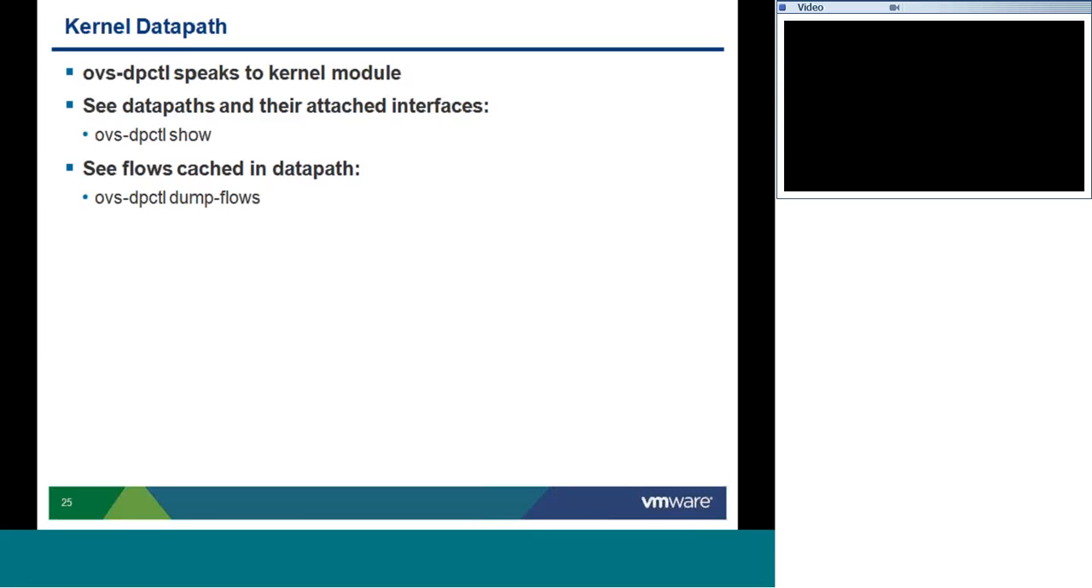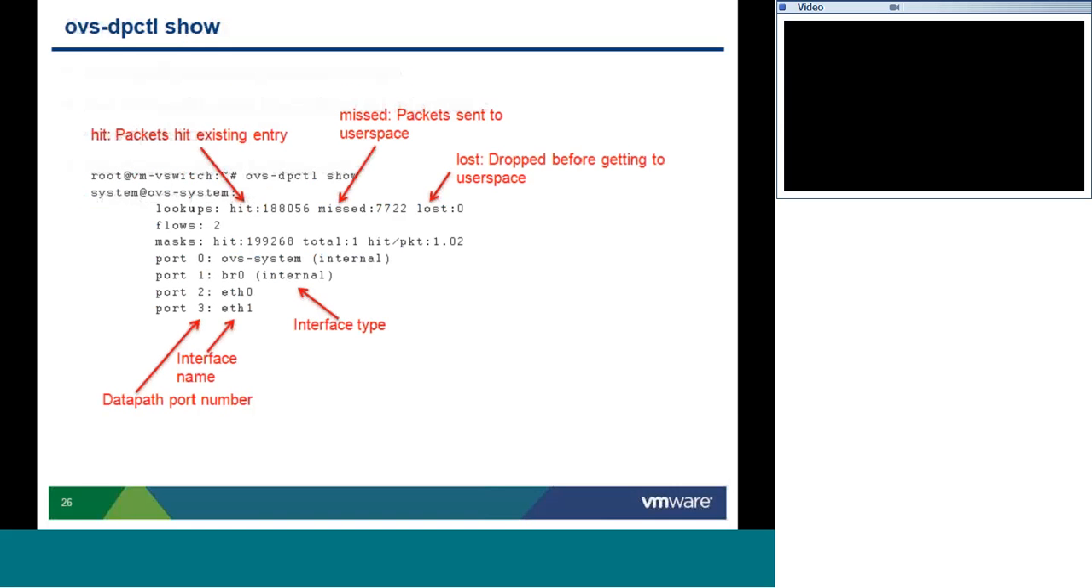So kernel data path, I think we already talked about that. So here's an example of the ovs-dpctl show command, which is actually sort of interesting. This could be useful for debugging, especially for performance.